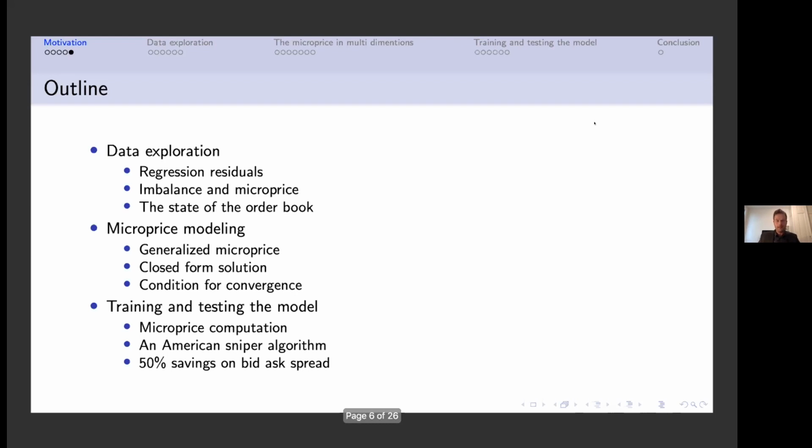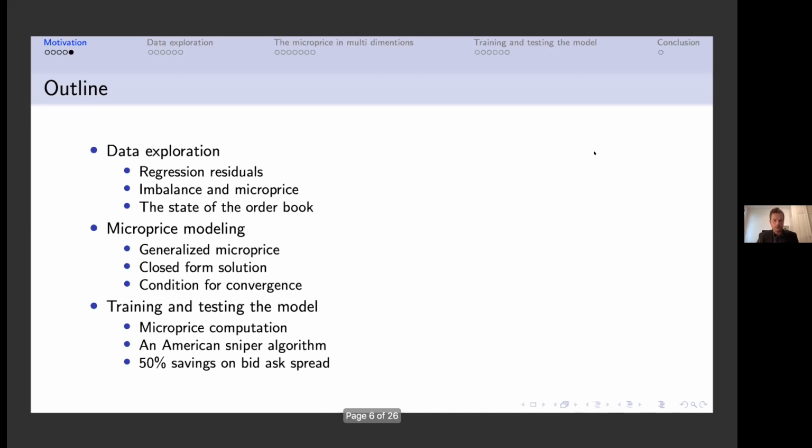So in the final part of the talk, I'm going to be focusing on showing you how to compute the microprice. And then I'm going to do a little execution experiment, let's call it, which will demonstrate that computing the microprice can help an execution algorithm save money. And in fact, we'll show in an experiment that you can roughly save half the bid-ask spread while trading on both these assets, SH and SDS.